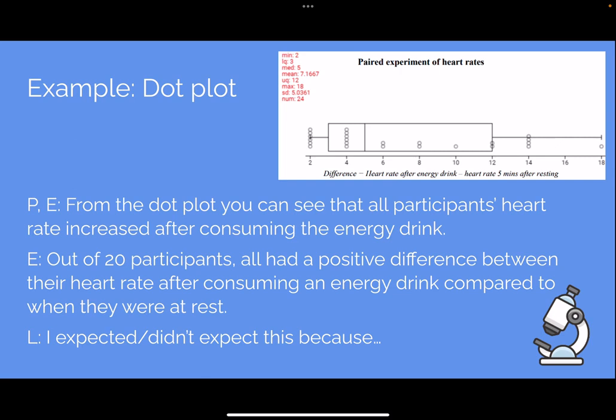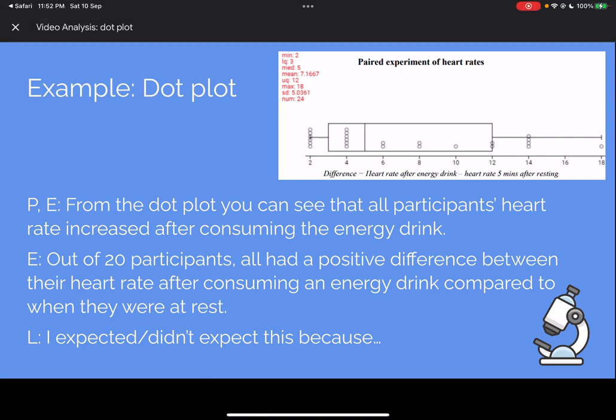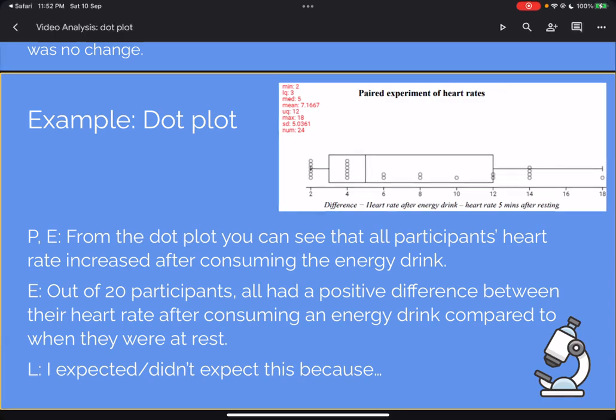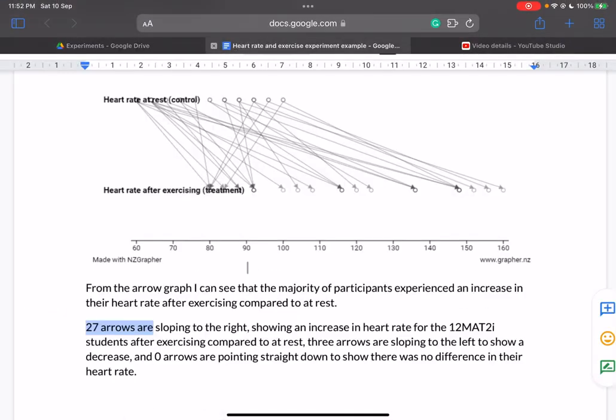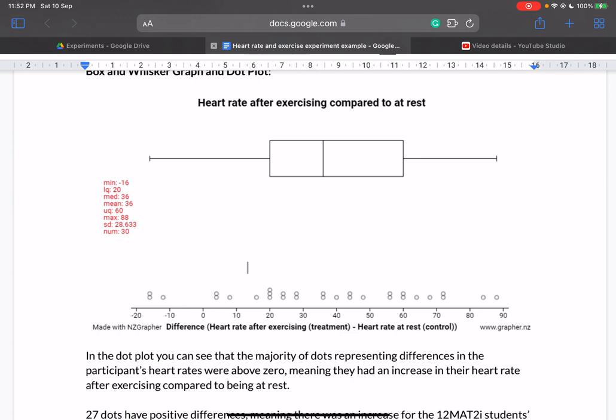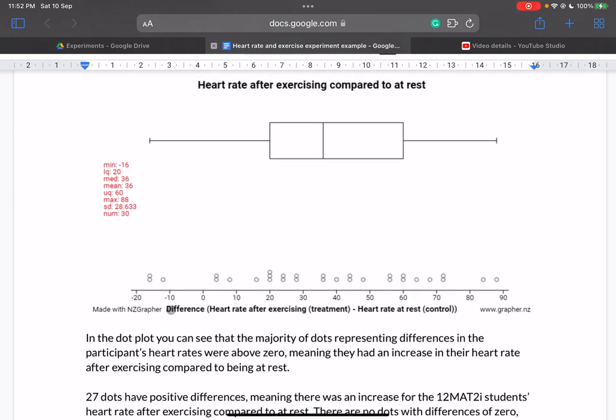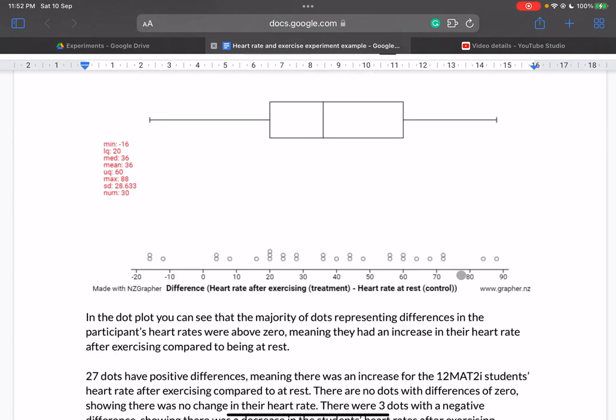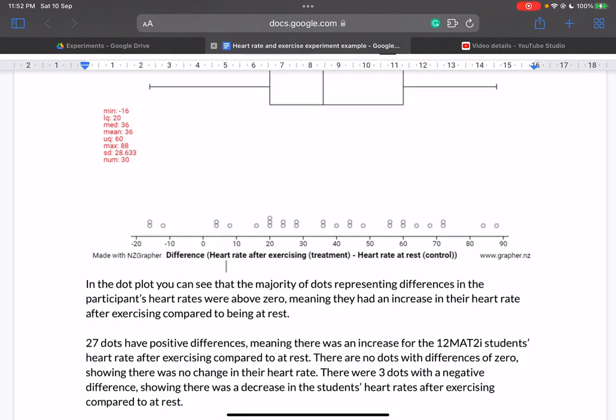An example of this in relation to the heart rate and exercise example we had earlier is here. So here we've got our dot plot down here, and here is the example.